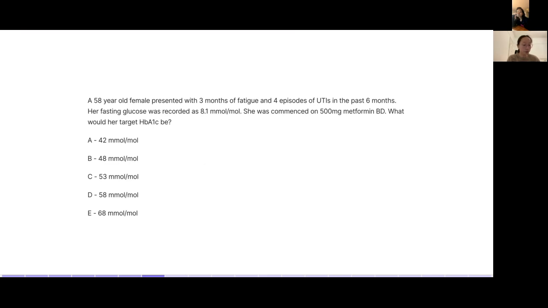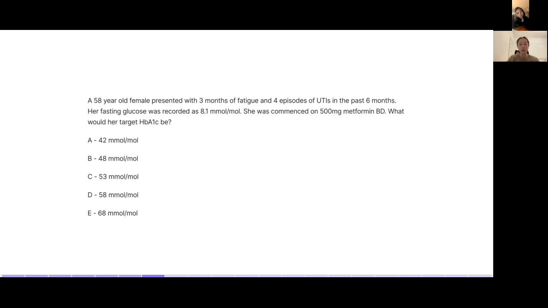Fantastic. So I think the majority of you guys have got the correct answer. So her target HbA1c will be 48. Firstly, there is no target HbA1c of 42. But between the ranges of 42 to 47, you would be considered pre-diabetic. So this patient is symptomatic and she has got a fasting glucose of greater than 7. So between those two criteria, she's got a diagnosis of type 2 diabetes. And she's already commenced on medication.